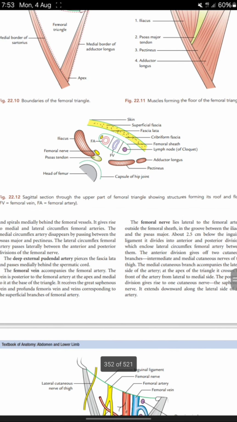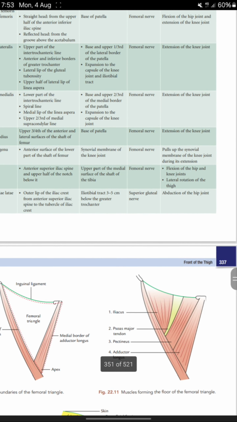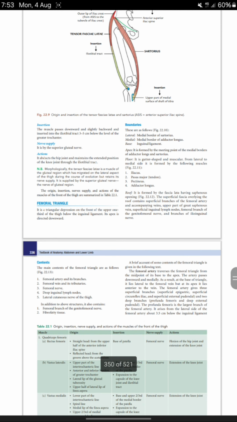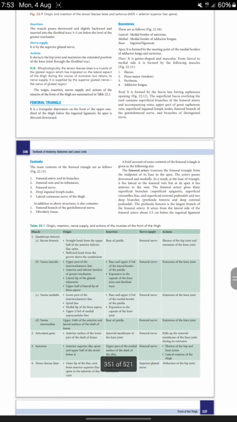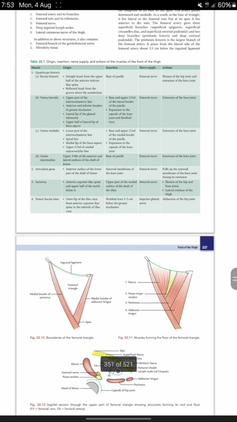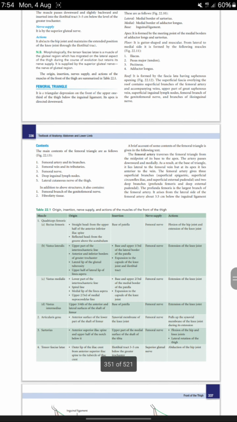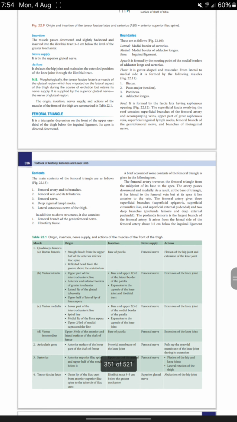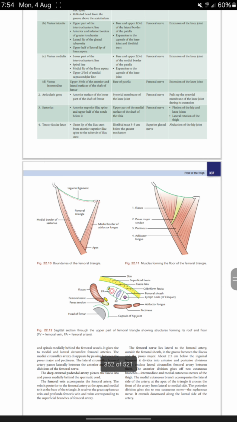So hello guys, today we are going to study one of the most important topics of the lower limb part of anatomy. This is nothing but the femoral triangle. One thing you should remember in anatomy: you should try to cover most of the content through diagrams rather than the theory part. Okay, so let's start. Firstly, I'm going to tell you about the femoral triangle.